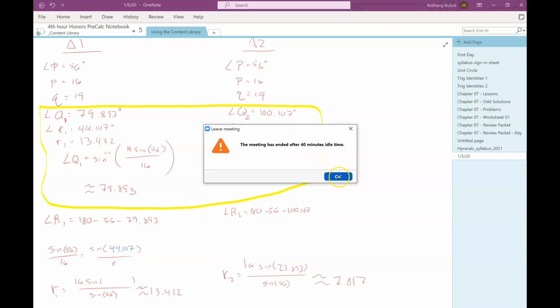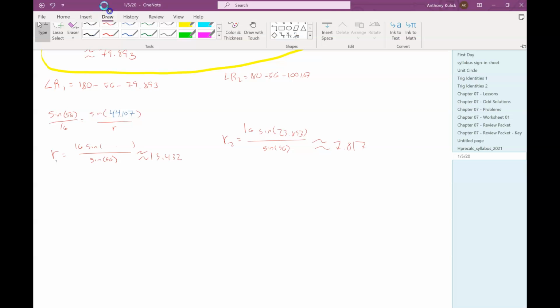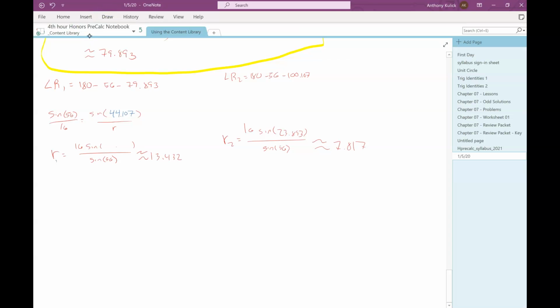So just as a quick little recap here, if we had, oh, you know what? Let's just forget it. We'll do it at the end after we've done law of cosines.